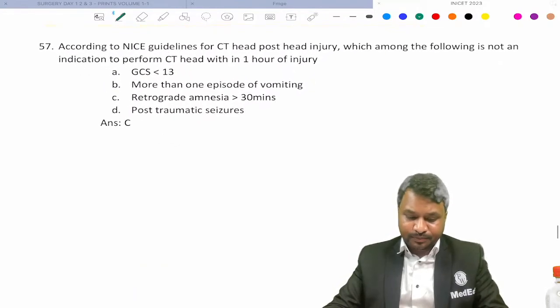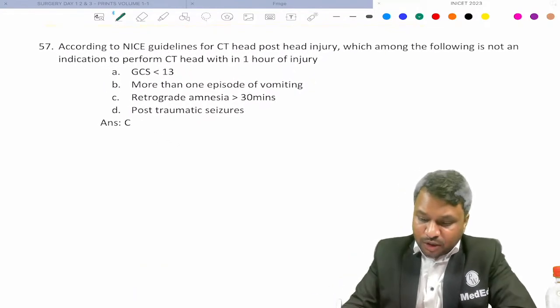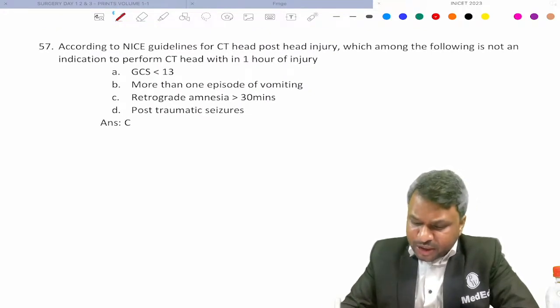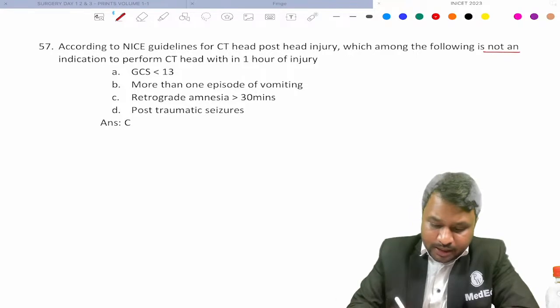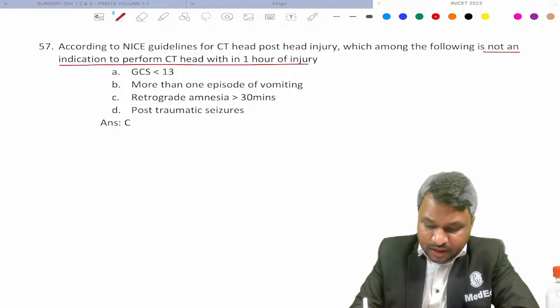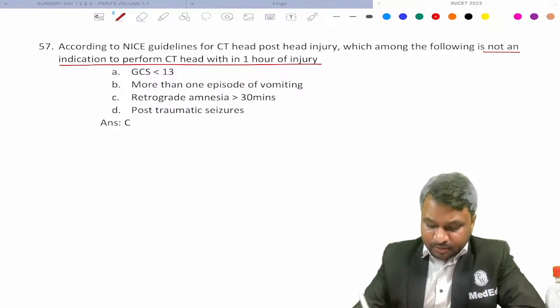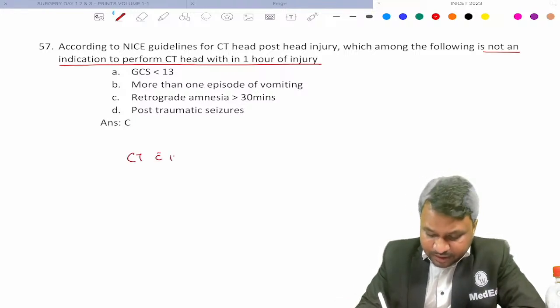Question number 57. According to the NICE guidelines of CT head, CT head post head injury, which among the following is not an indication to perform a CT within 1 hour of injury? Now, when we talk about within 1 hour of injury, the CT within 1 hour.